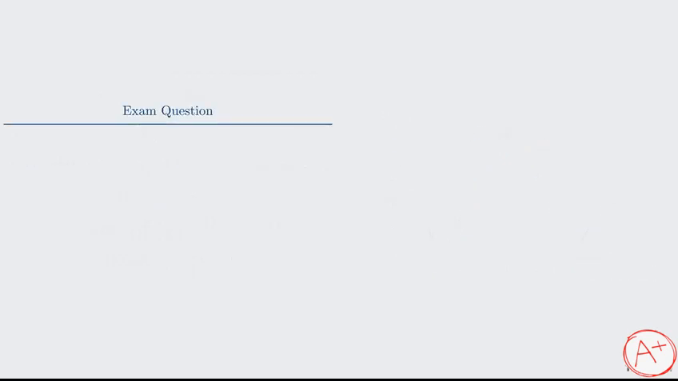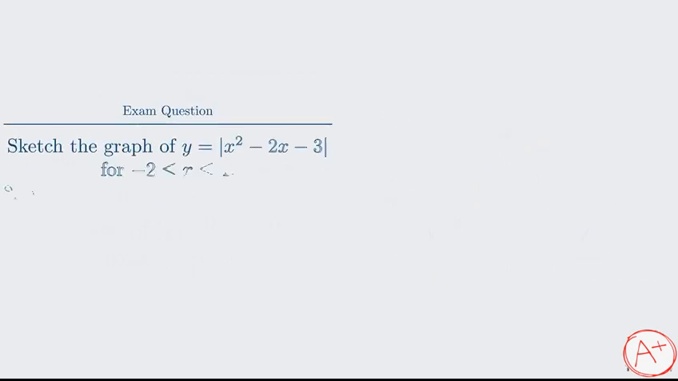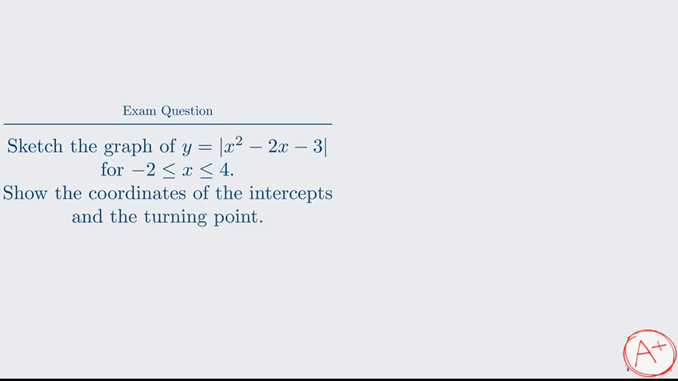Let's look at an exam-style question. Sketch the graph of y equals the modulus of x squared minus 2x minus 3 for x between -2 and 4. Show the coordinates of the intercepts and the turning point.